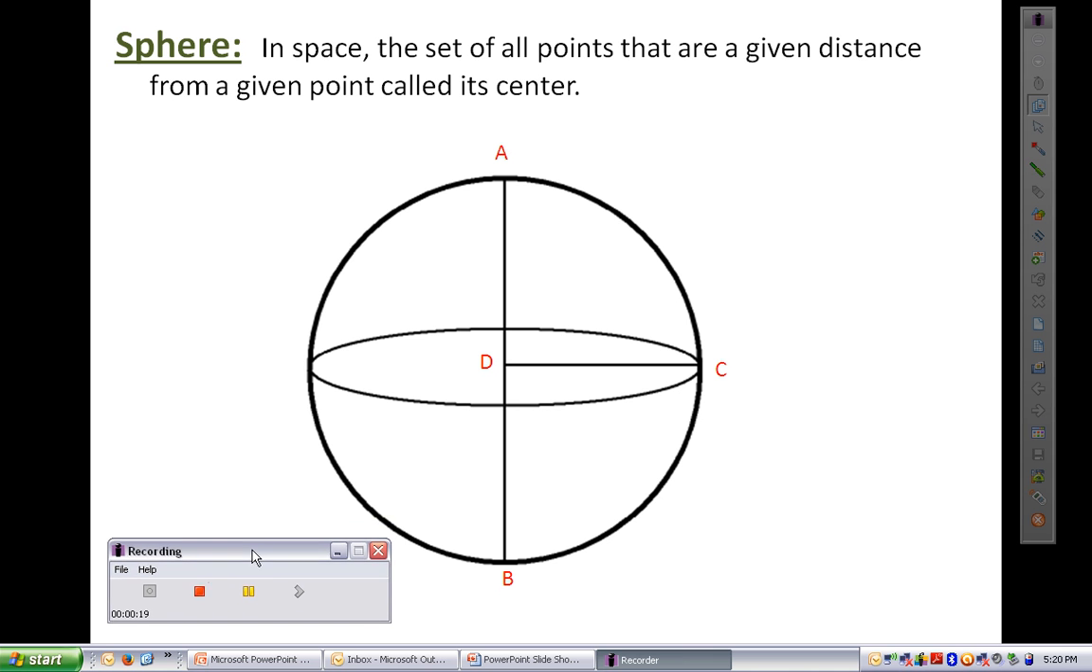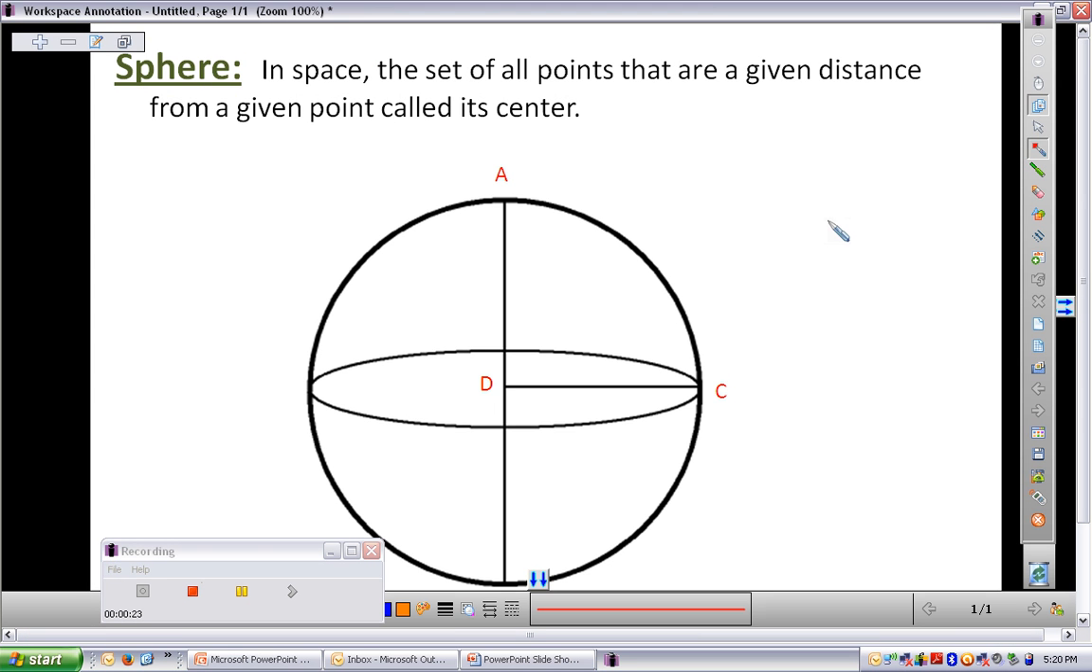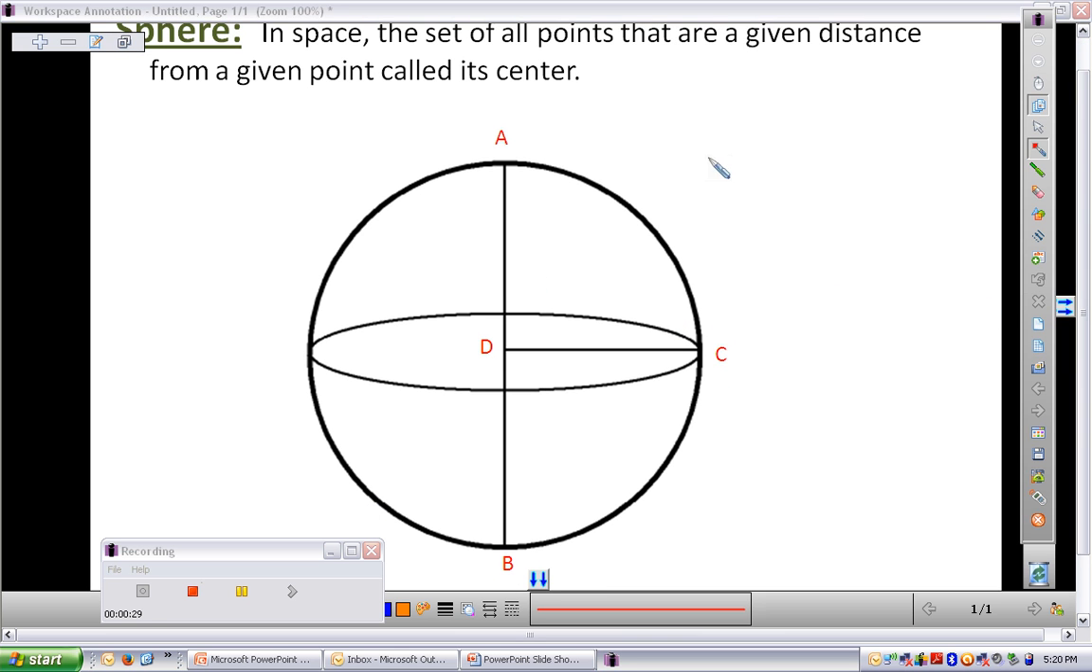So here's what a sphere is. There's a definition of a sphere. You can see there, all points that are a given distance from a given point, called its center. So the center of this sphere, as you can see in front of you, D is going to be the center.